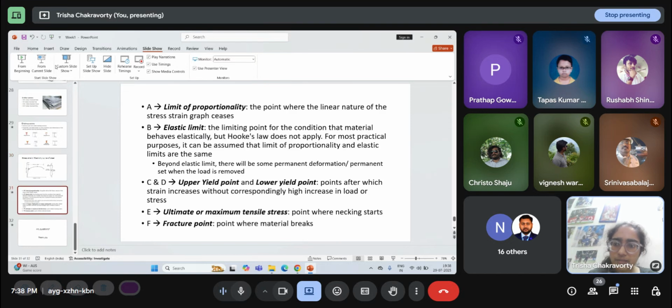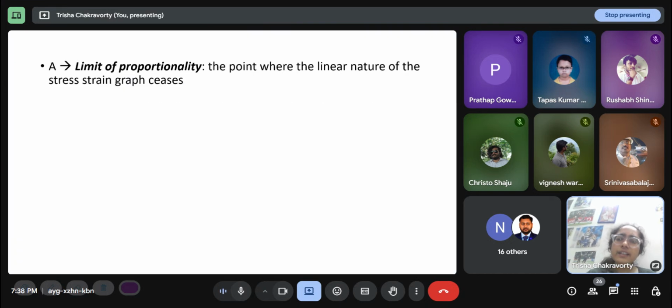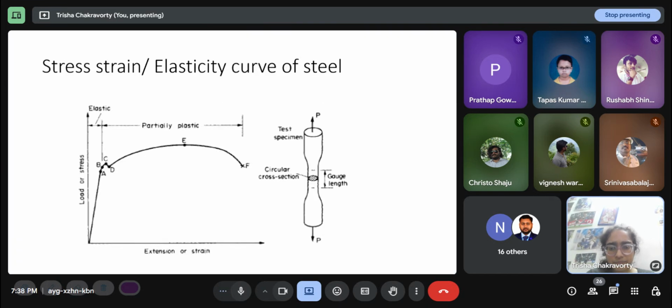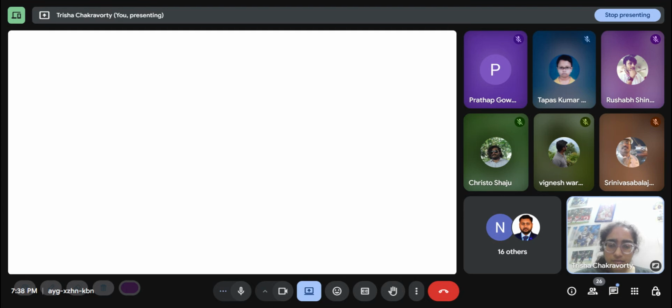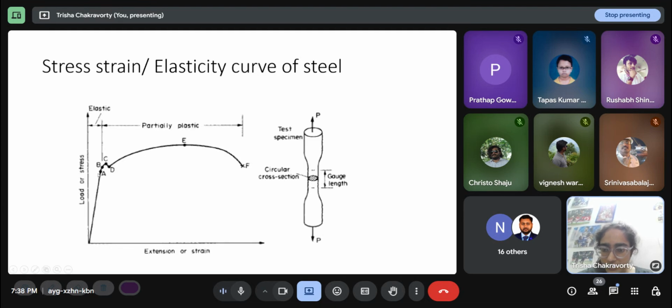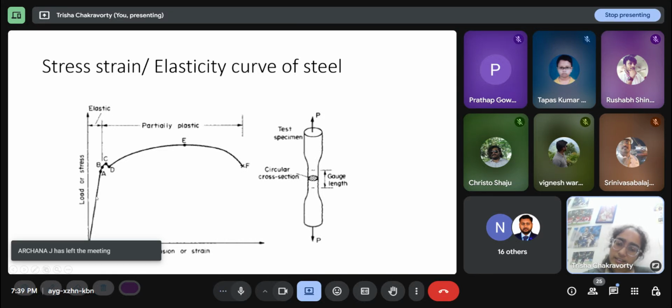So A is the limit of proportionality, the point where the linear nature of the stress-strain graph ceases. The slope of this line is what my Young's modulus E basically is. That generally comes to be 200 GPa. Then B is the elastic limit, the limiting point for the condition that a material behaves elastically. So see, this AB part is not linear, it is curving. But the specialty about B is that suppose I load a material up to this point, then I remove the load entirely, the structure again goes back to zero. The strain goes back to zero.